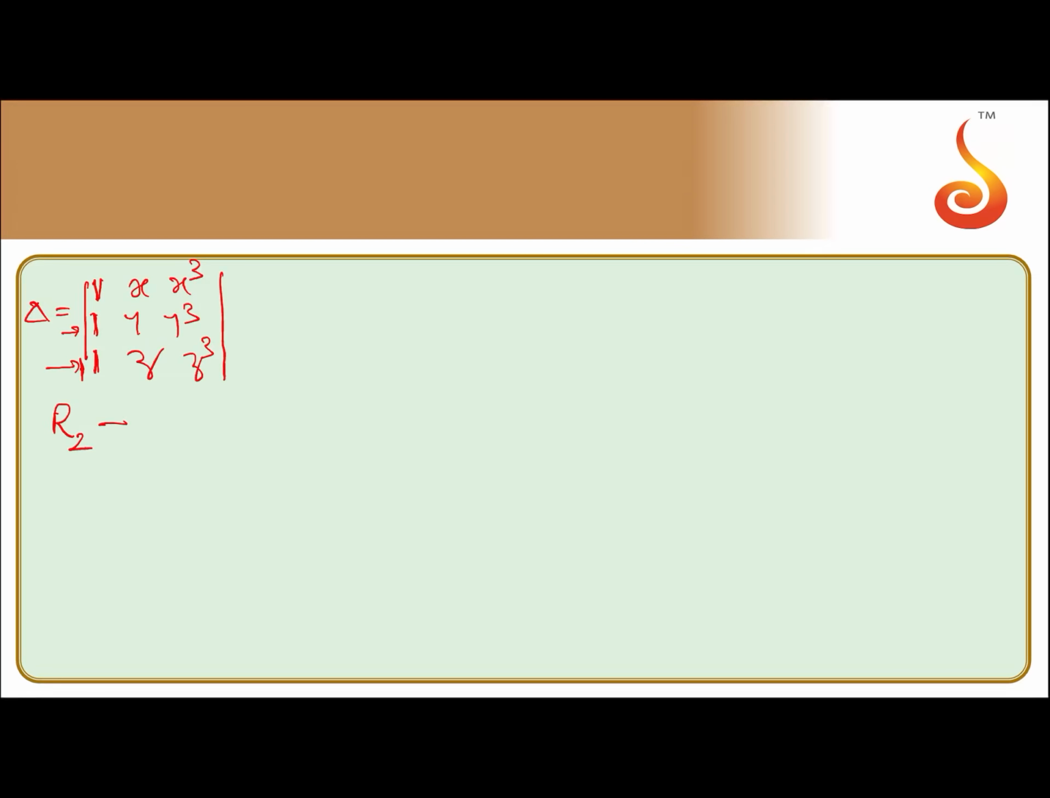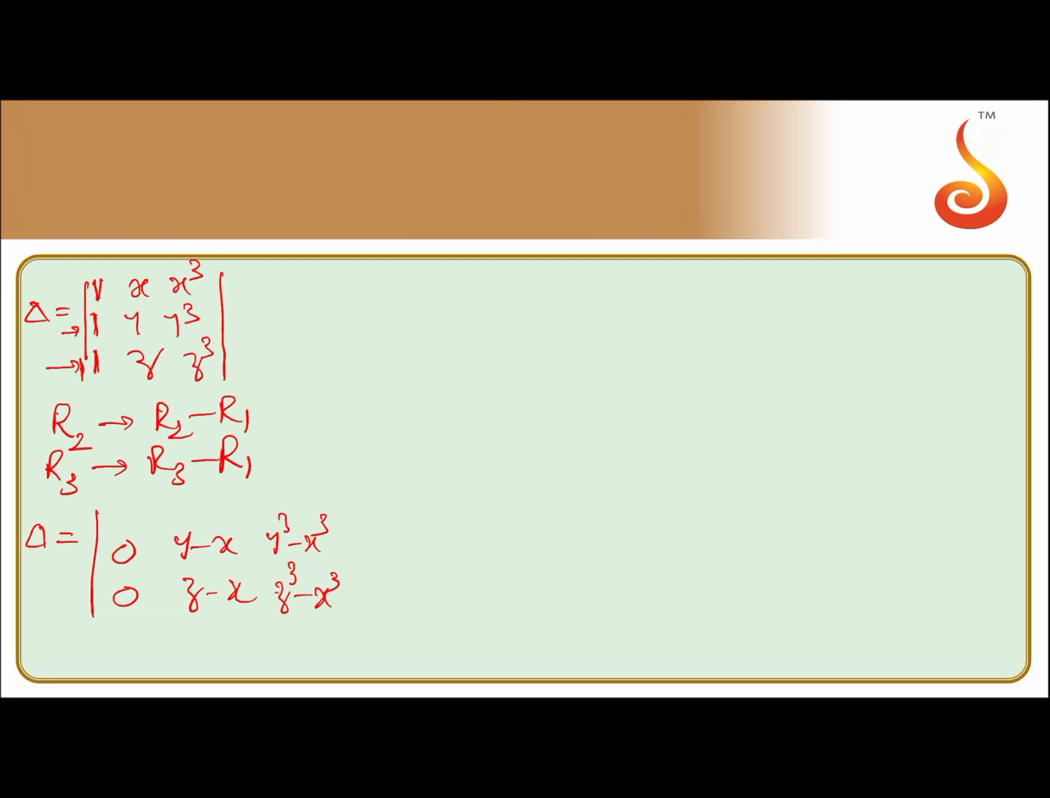By the property, I would like to change R2 as R2 minus R1 and apply R3 minus R1. From the property of the determinant, subtracting elements of any row from another row doesn't alter its value. Therefore, I'll be getting the determinant value like this. I am changing only R2 and R3, no change in the first row. So how do I change? R2 minus R1: 1 minus 1, 0, y minus x, y cube minus x cube. And 0, z minus x, and z cube minus x cube, keeping the first row elements as they are.